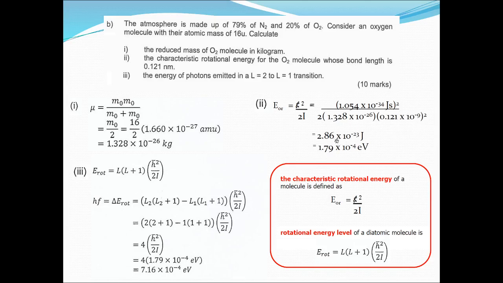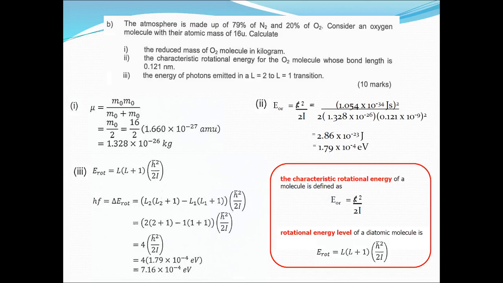So here your answer will be in joule or electron volt. You can give either one. If the question asks you to answer in electron volt, then you have to convert into electron volt. But if there is no request from the question to answer in joule or electron volt, you can answer in both. It doesn't matter, both answers are acceptable.